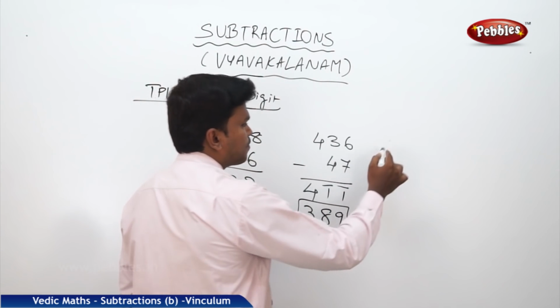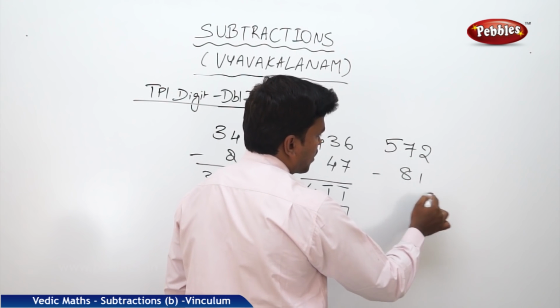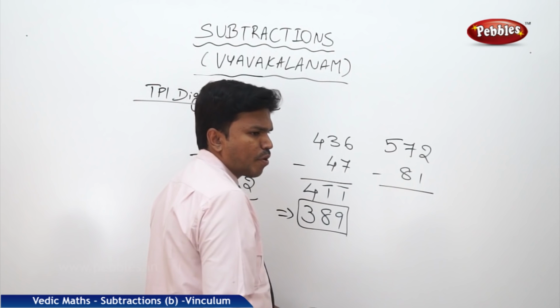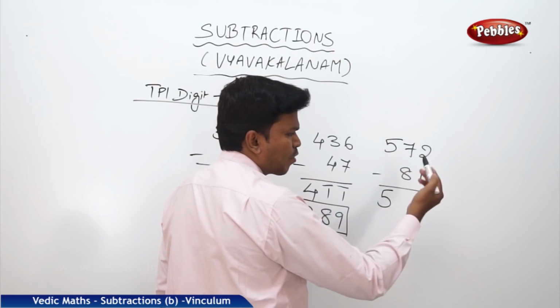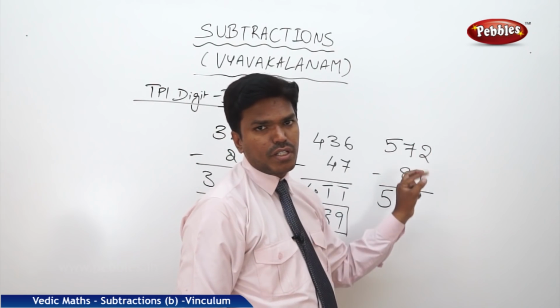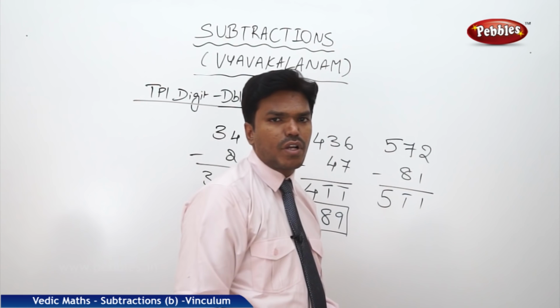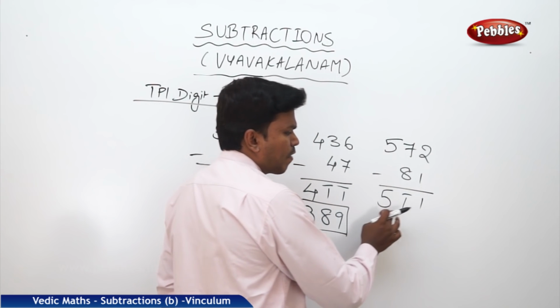One more example. 572 minus 81. So fine, we will drop 5 as it is. 7 minus 8, not possible. So 1 with a bar on it. Why? Because by reversing the subtraction, 8 minus 7. Now what is 2 minus 1? Yes, practically possible. Directly you can put it. Now we got the answer 5, 1 bar, 1.